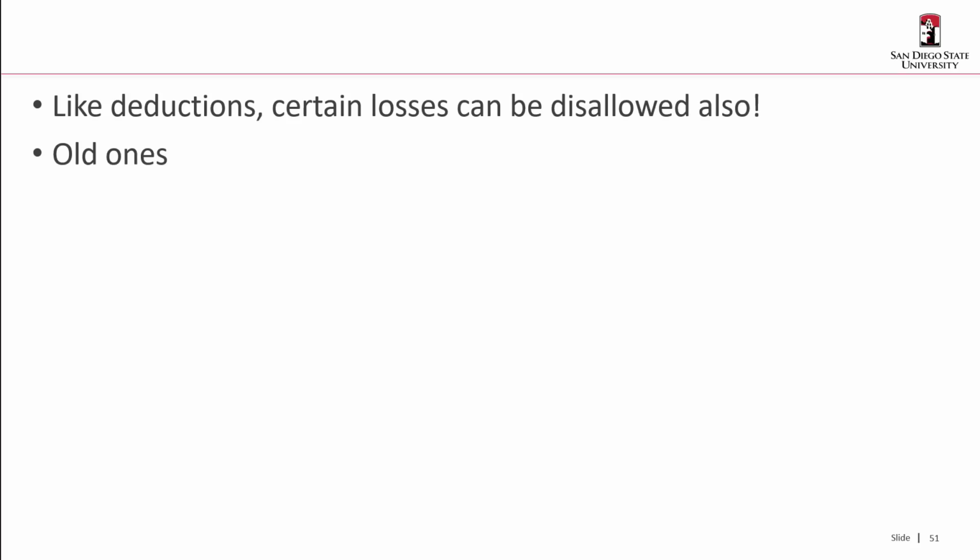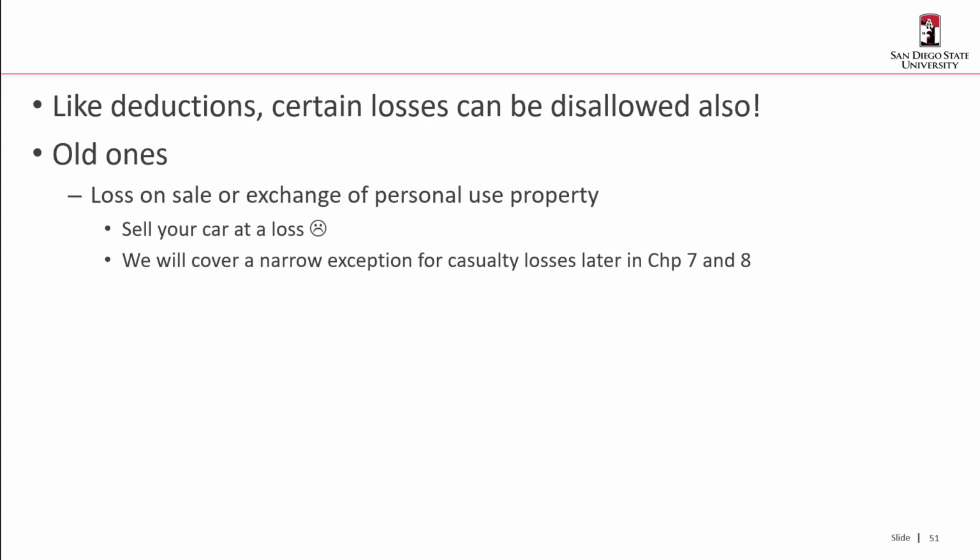All right, our next section. We've been through a series of disallowed expenses. Now let's go through a series of disallowed losses. Because like deductions, certain losses can be disallowed as well. And we've already covered some of these. For example, the loss on sale or exchange of personal use property. We covered that back in Module 5. So if you sell your car at a loss, you can't deduct that loss.